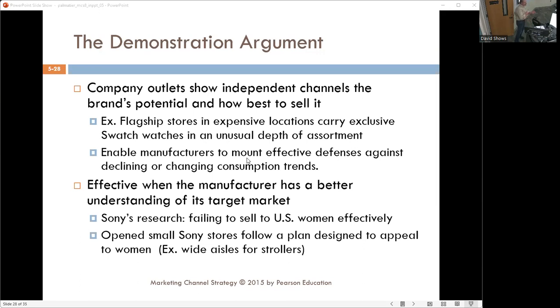Now, there's one other thing that kind of falls into the dual distribution argument, but it's actually dual distribution, not just for you, but for another manufacturer. So, there's what's known as the rider-carrier relationship. Okay. So the rider-carrier relationship.